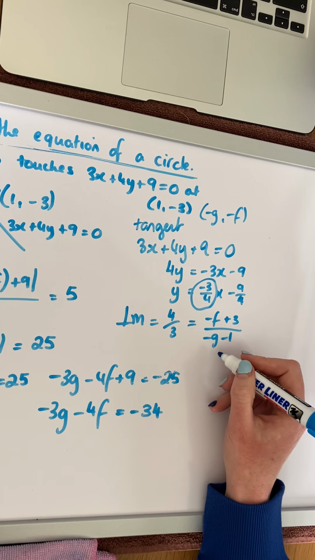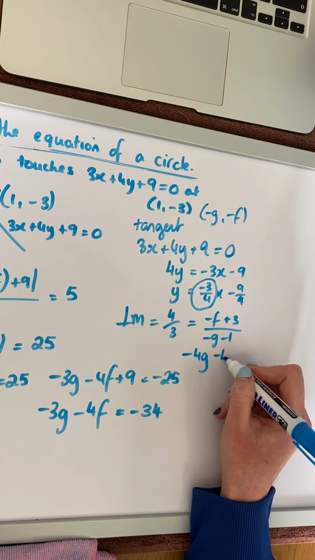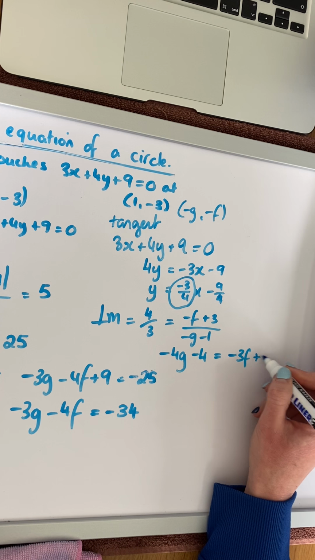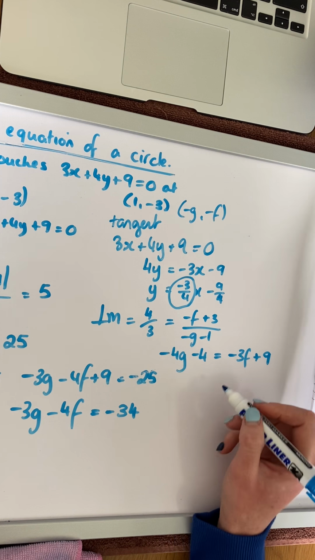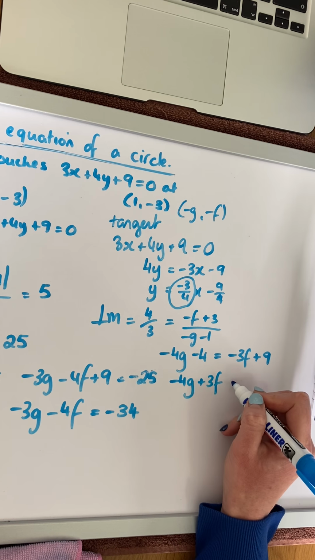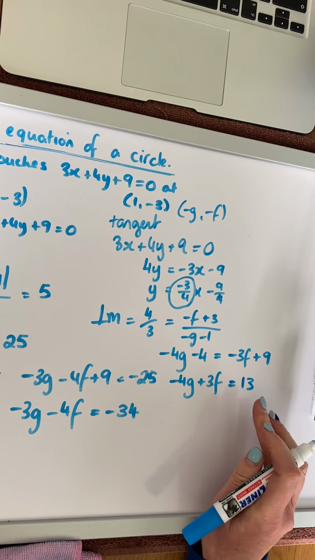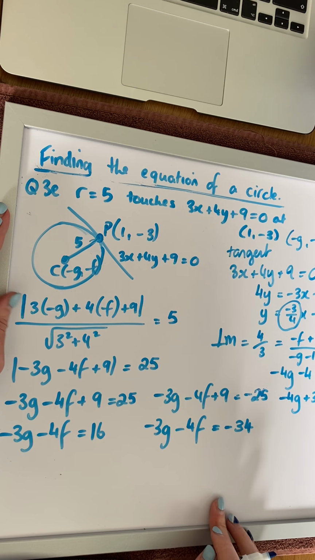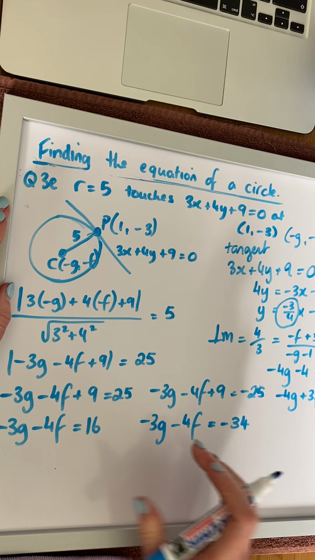From that then, we can form another equation. We can form minus 4g minus 4 is equal to minus 3f plus 9. And tidying it up, we can form the equation minus 4g plus 3f is equal to 9 plus 4, 13. All right, so that is an additional equation on top of our original 2 that we have here. So what we now have to do is solve those equations simultaneously.